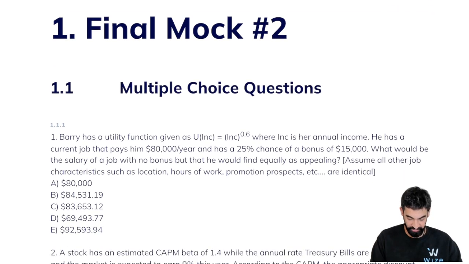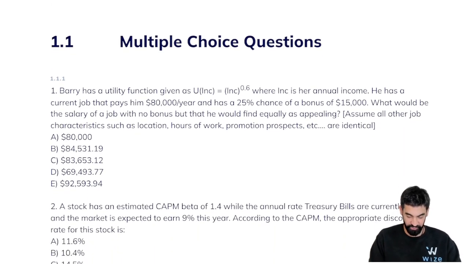The first question here, it tells us, Barry has a utility function given by this u. Now normally we saw it written as the something w or y. So if I say u equals w to the power 0.6 or u equals income to the 0.6, same thing. That's his annual income, and it says he has a current job that pays him $80,000 per year and has a 25% chance of a bonus of $15,000. What would be the salary of a job with no bonus that he would find equally as appealing?